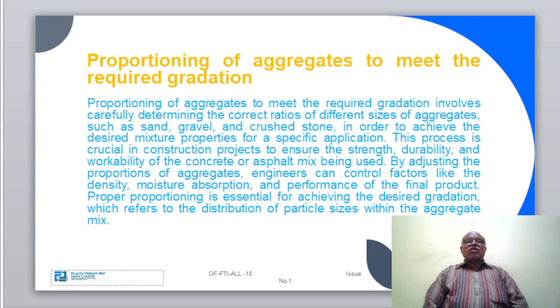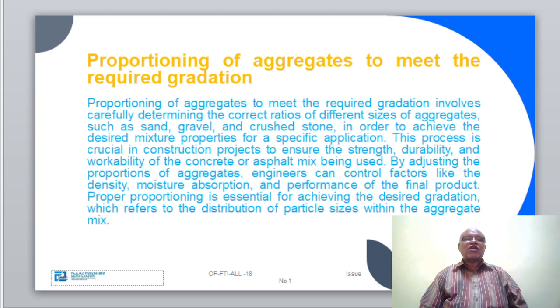The aggregates are typically categorized into fine aggregates such as sand and coarser aggregates such as crushed stone and gravel. The proportioning of these aggregates will vary depending on the desired gradation. To achieve the required gradation, the aggregates are typically combined in specific proportions. This can be done using a variety of methods, including the use of sieves to separate the aggregate into different size fractions. It is important to ensure that the combined aggregate meets the specification for the desired gradation.